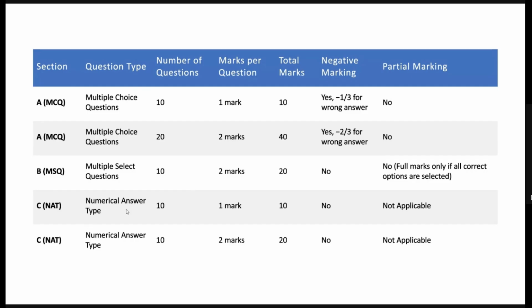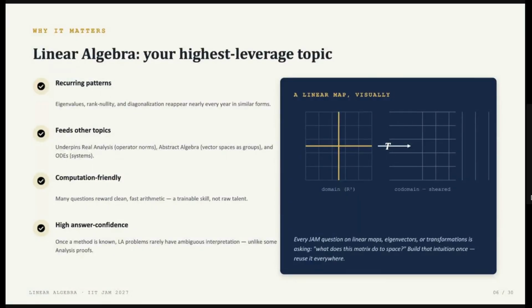And for part C also, you will have 10 questions of 1 mark and 10 questions of 2 marks, and you don't have any negative marking here. But you have to calculate everything from scratch. It is like fill in the blanks type of question, but the answer should be numerical. That is why it is called numerical answer.